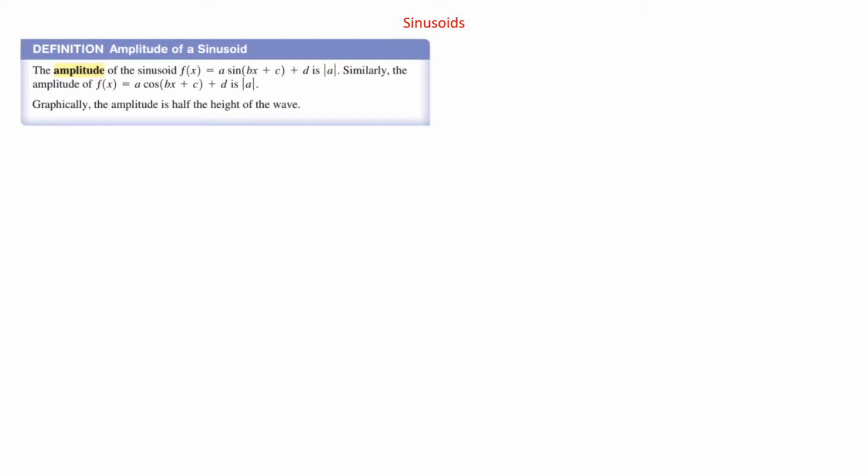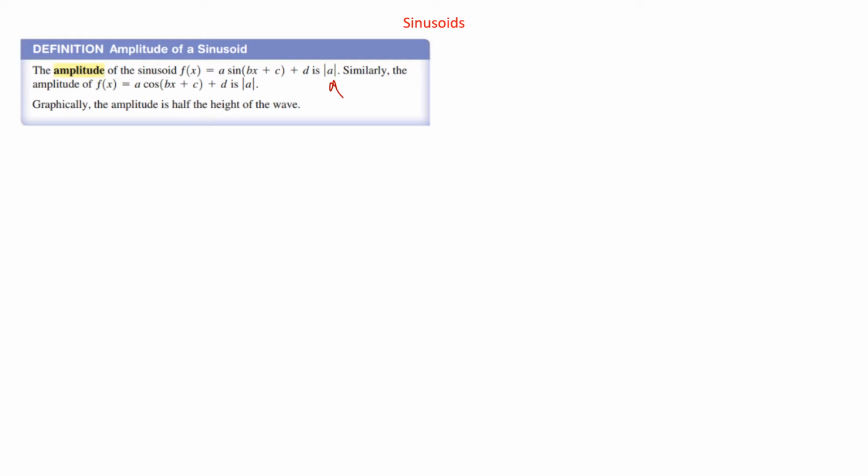So the A is the amplitude. Now the amplitude is a vertical stretch. Originally, the amplitude of the sine and cosine is 1. So when we put another number in front of it, it'll make it whatever that number is. So if we have 2 sine x, the amplitude is 2. If we have negative 2 sine x, the amplitude is still 2. If you notice here, it's the absolute value of a.